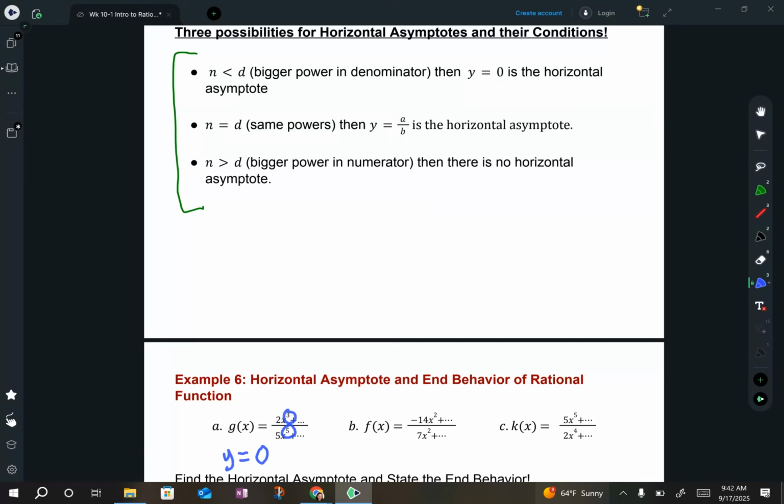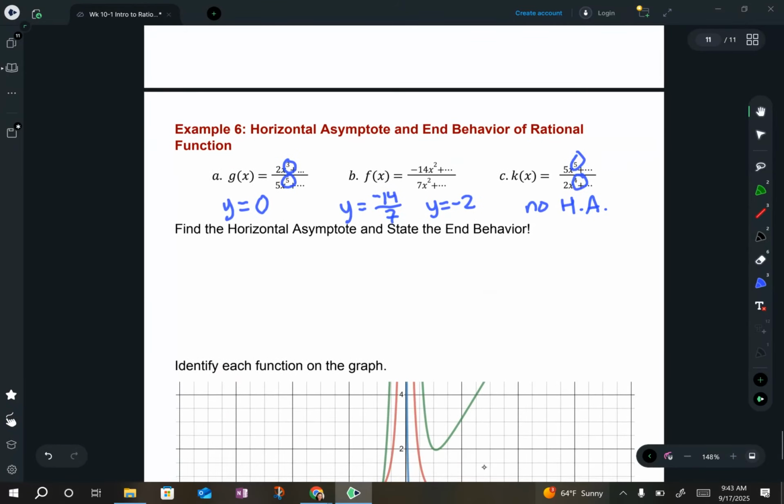For the second example, the degree of the numerator is 2, and so is the degree of the denominator. So y equal to negative 14, the leading coefficient of the numerator, over 7, the leading coefficient of the denominator, is my horizontal asymptote. I would just write that as y equal to negative 2. And in the last case, the degree of the numerator is 5 and the degree of the denominator is 4, so there is no horizontal asymptote. Okay, so those are the three ways that can happen.